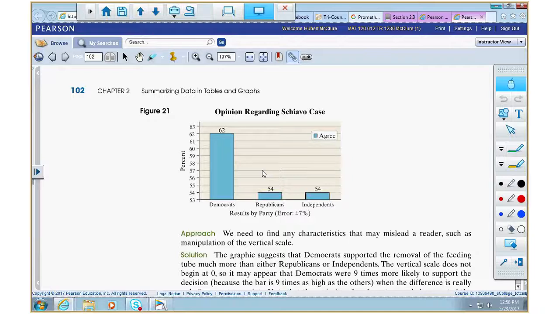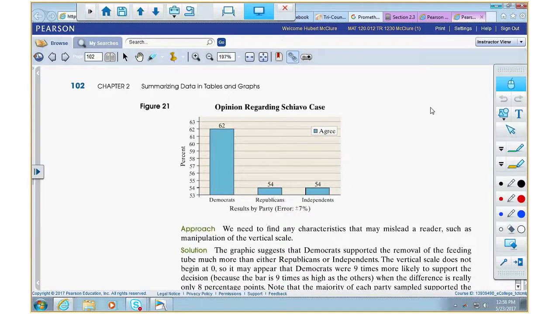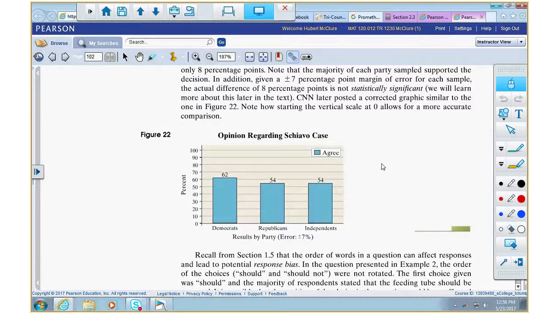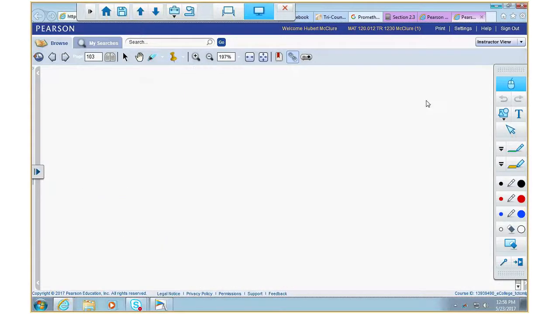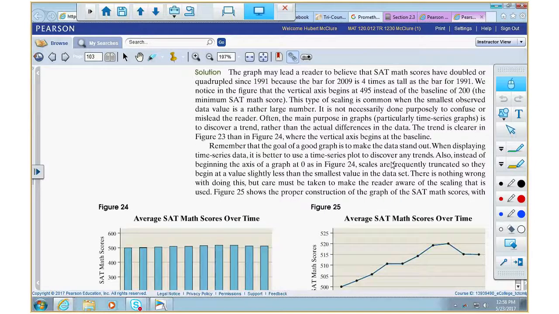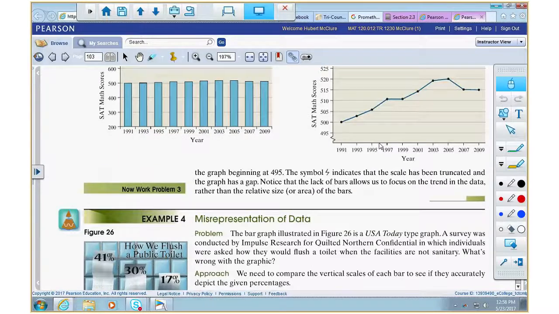Okay, we went over this. Make sure you understand this one. I'm pointing at figure 21 on page 102, and the correct representation is figure 22, which is the bar chart. That could be a test question. I really was looking for the pie. It may be in your homework. There's a pie chart somewhere that doesn't equal 100%, and I don't know if it's in your book.